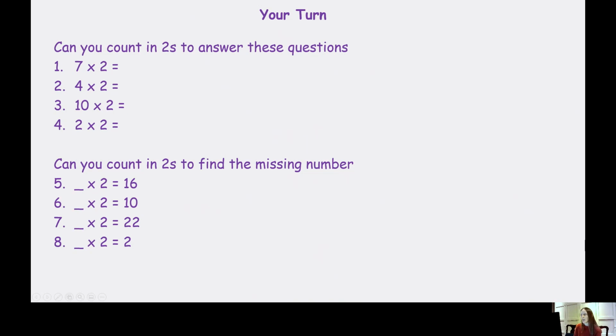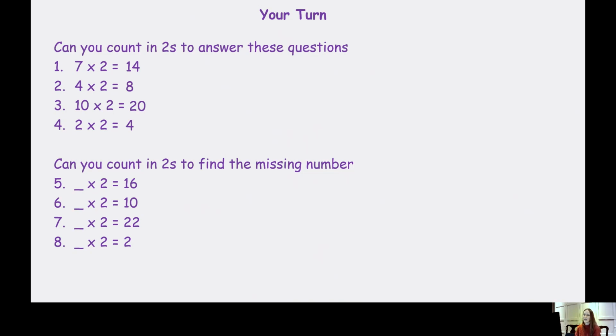So the first question, 7 times 2, the answer is 14. And second, 4 times 2 is equal to 8. 10 times 2 is equal to 20. And 2 times 2 is equal to 4.